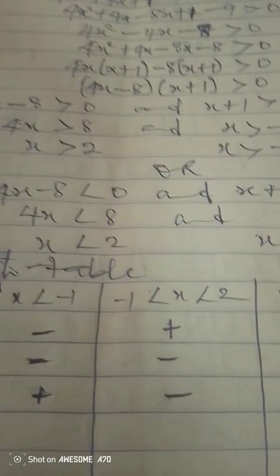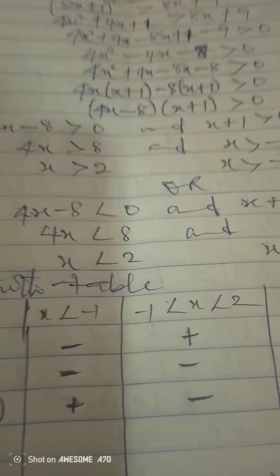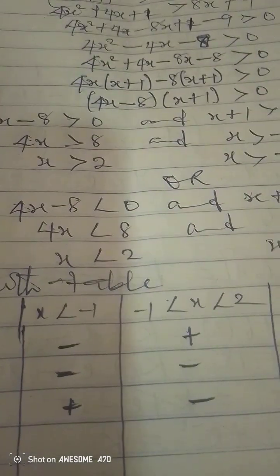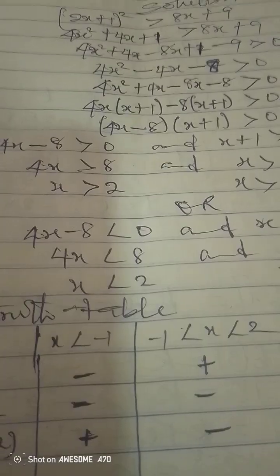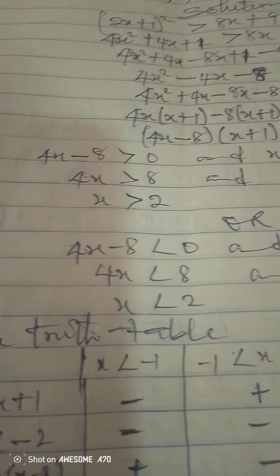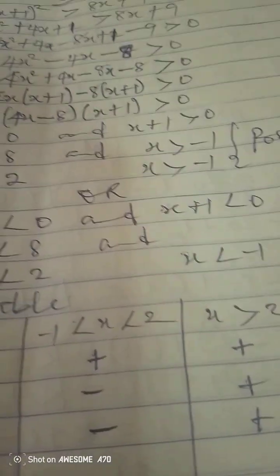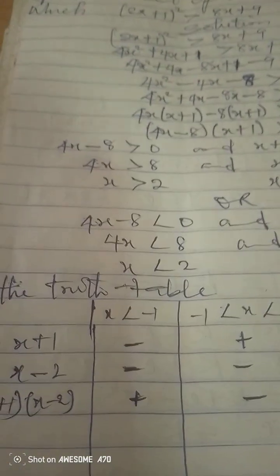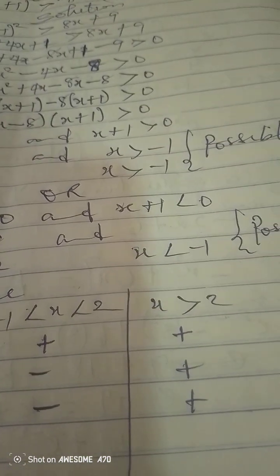We try the second solution. Just like we said earlier, if the product of two numbers is greater than 0, it is either that the two numbers are greater than 0 or the two numbers are less than 0. So that means 4x - 8 is less than 0 and x + 1 is also less than 0. Therefore, we have 4x is less than 8, x is less than 2, and x is less than -1. It is also a possible solution.